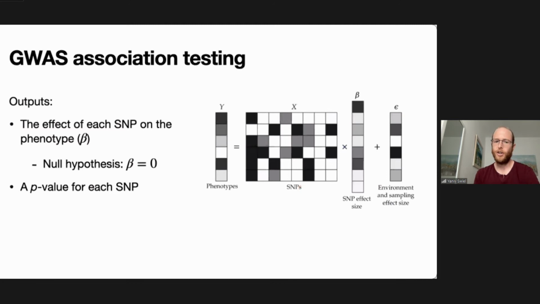GWASs usually test each SNP for association under the null hypothesis that the SNP has no effect on the phenotype. Association testing is carried out with a standard statistical test, such as the chi-squared test or linear regression. The figure on the right shows how a vector of phenotypes and a matrix of SNP genotypes are used to calculate the effect size of each SNP in the study.